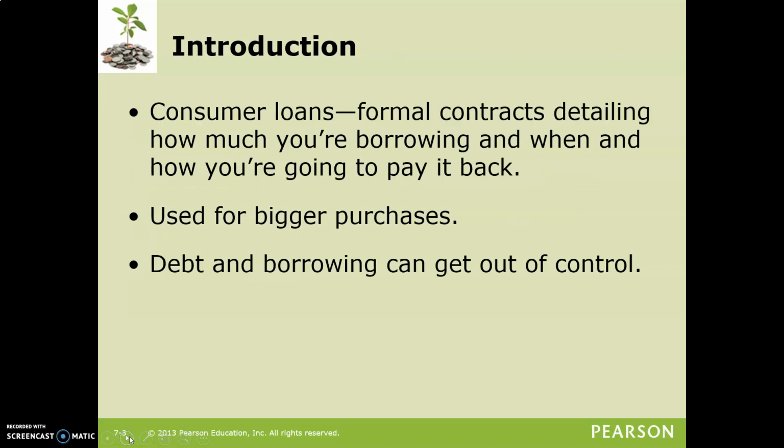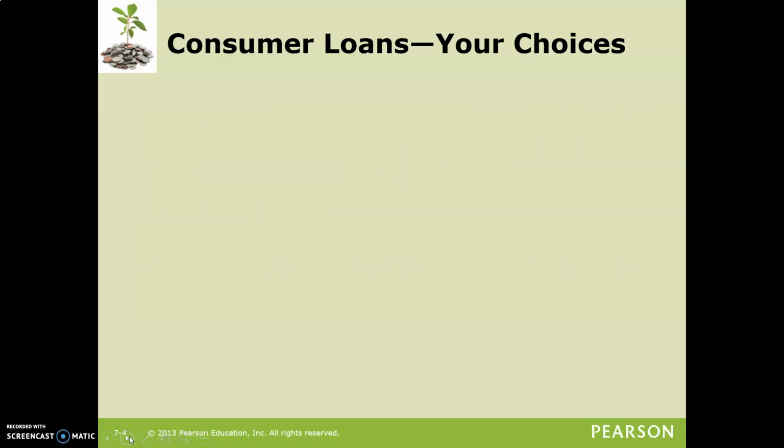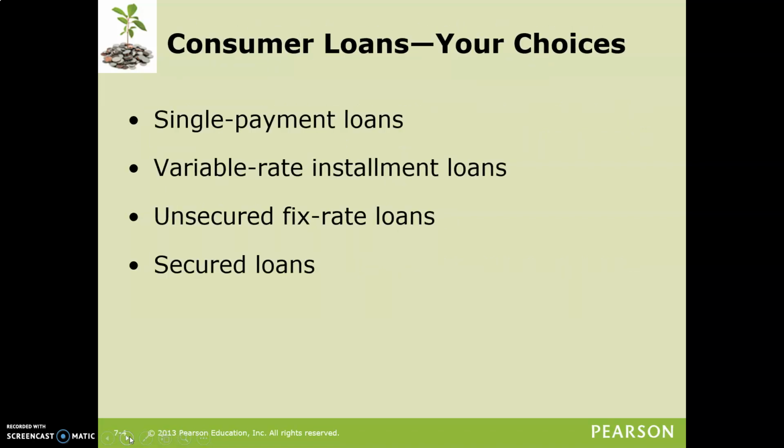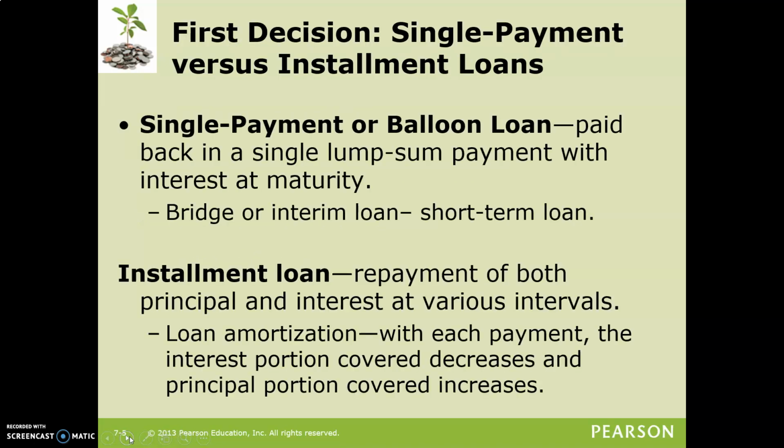So firstly, consumer loans are a formal contract detailing how much you borrowed and when and how you are going to pay it back. It is used for bigger purchases, and debt and borrowing can get out of control. You have a variety of choices. You have single payment loans, variable rate installment loans, unsecured fixed rate loans, and secured loans. For the first decision, single payment versus installment loans.